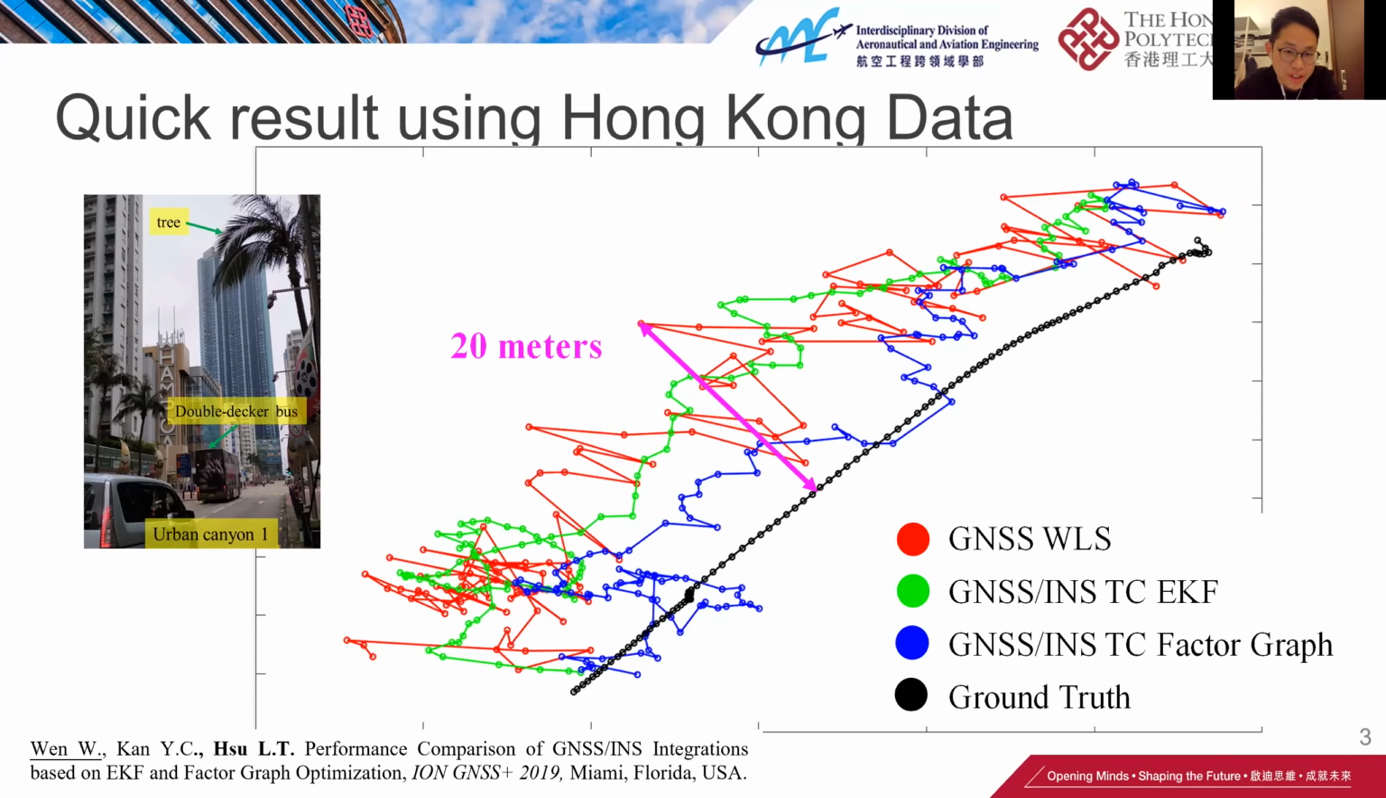So here is a quick result. We tested in 2012 and published in ION GNSS+, the conference we all go to. This is the environment that we tested in. The black one is the ground truth, and the red one is GNSS single point positioning, which is weighted least squares. You can see EKF is the green one and FGO is the blue one. Clearly FGO outperforms EKF, but the question is why? This is one of the contributions of our paper: we're trying to answer why factor graph optimization is better than EKF.